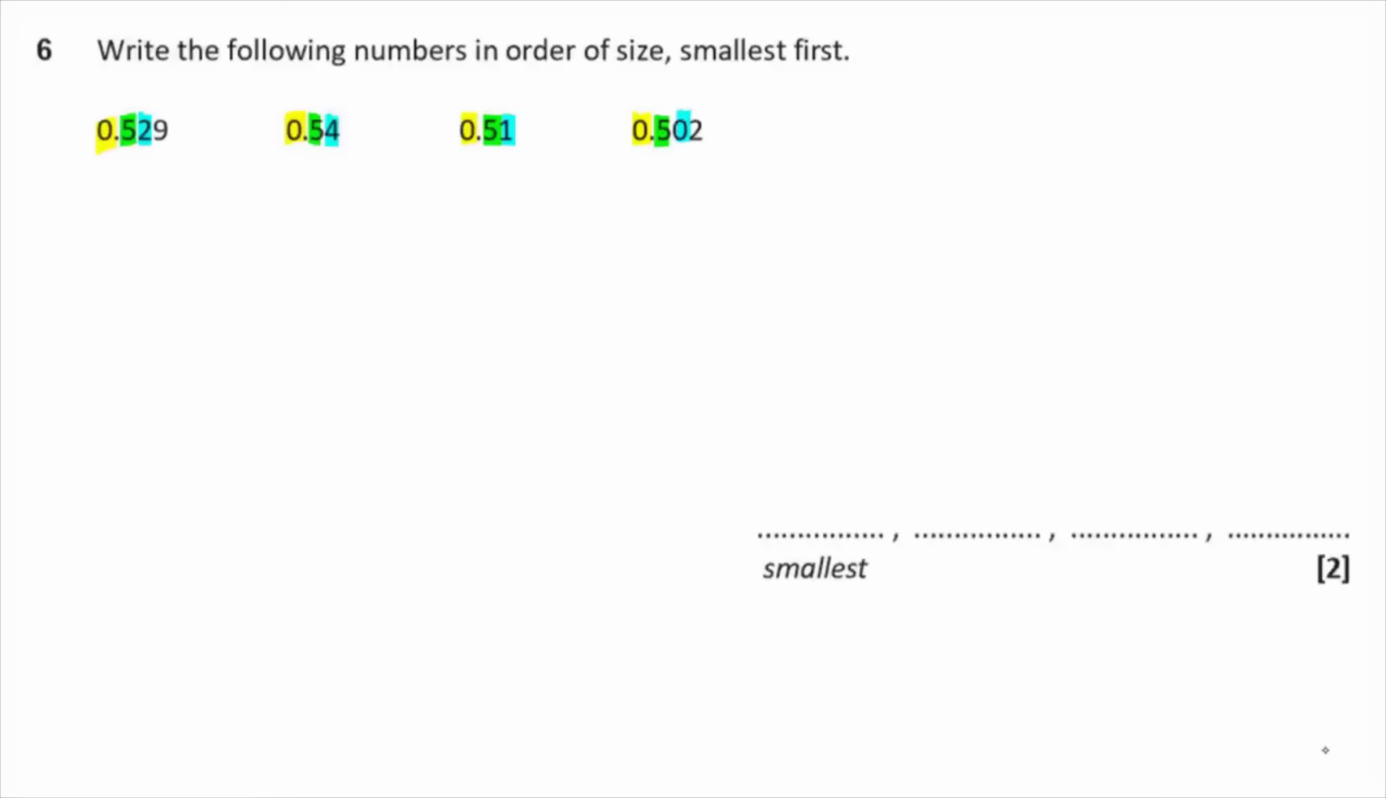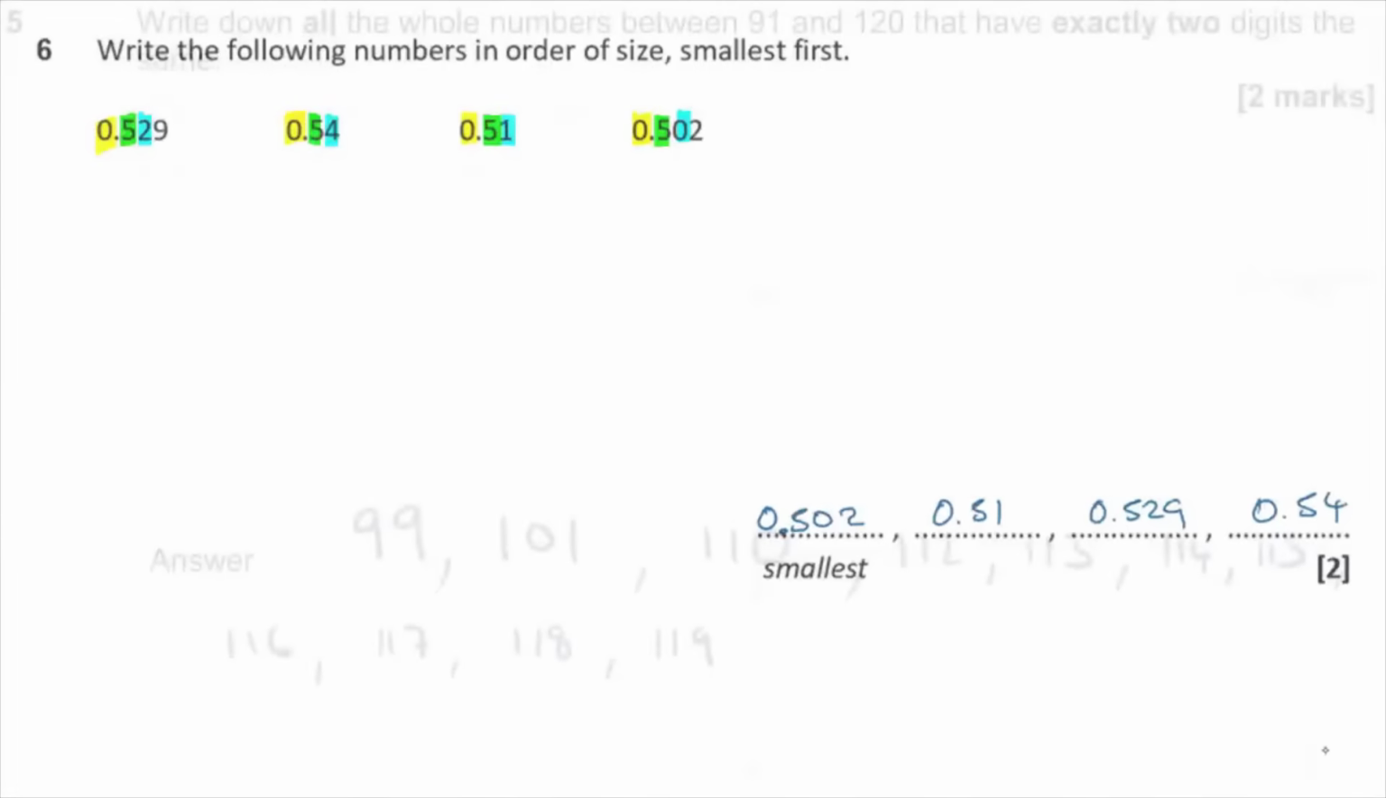So the smallest one first is the one with the 0 in it then, isn't it? So that's 0.502. That's my smallest one. The next one is going to be the one with a 1 in it. So that's 0.51. And then I'm going to look at the one with a 2 in it, which is 0.529. And then I'm going to look at the one with a 4 in it. So that's 0.54. Okay. So just make sure you're comparing like digits with like digits when you're doing these.